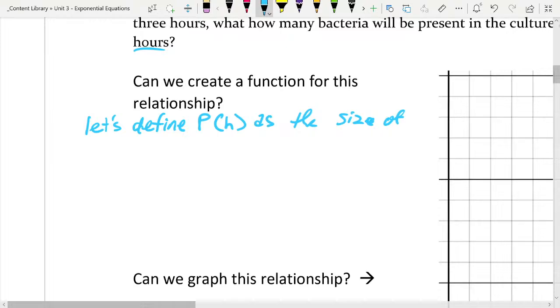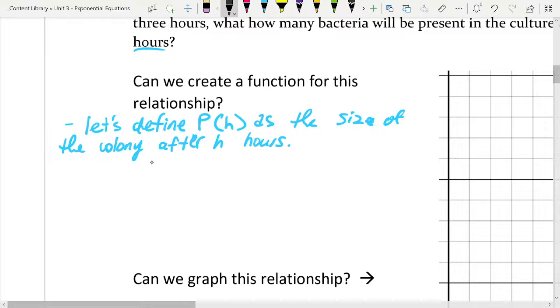I did X. That's okay. It does not matter, as long as you're smart enough to follow along. As long as you keep using X, you're fine. After H hours. So we would let H be the number of hours. We would let P at H be the size of the colony.